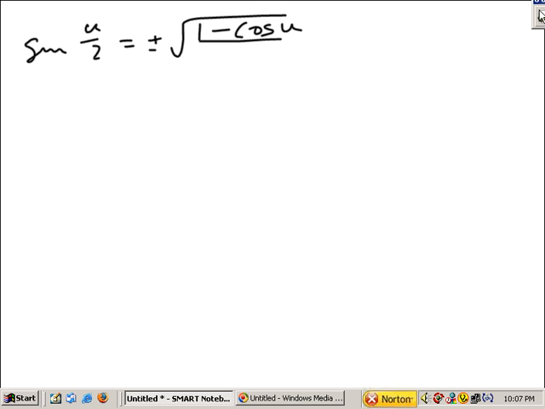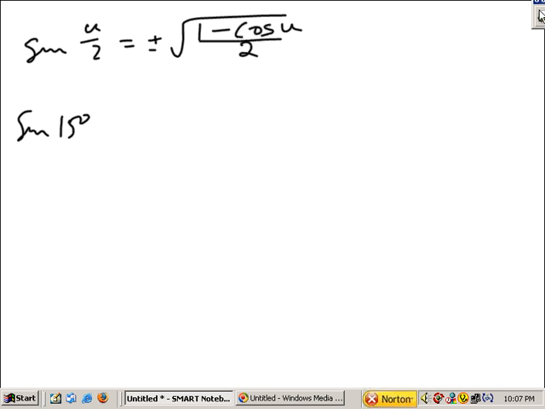That's an example of using the half angle formula. If somebody asked you what is the sine of 15 degrees, remember that the sine of u over 2 is plus or minus the square root of 1 minus cosine of u all over 2. Somebody asked you, well, what is the sine of 15 degrees, using the half angle formula.